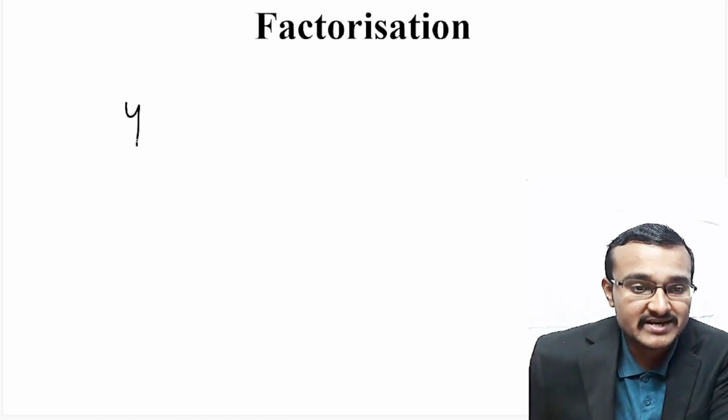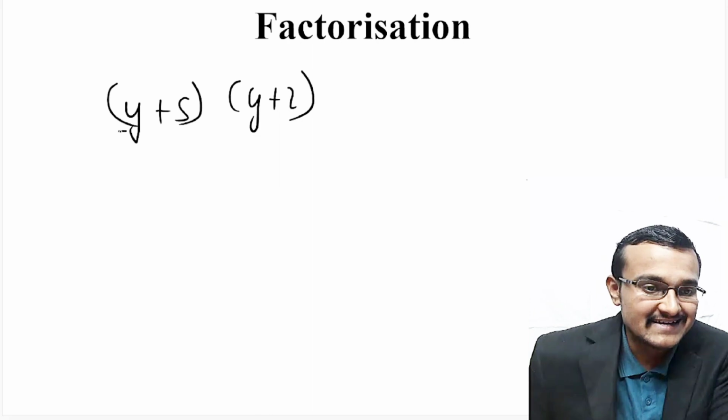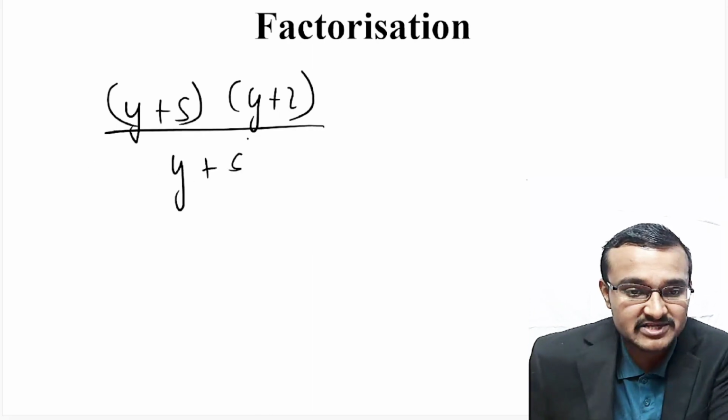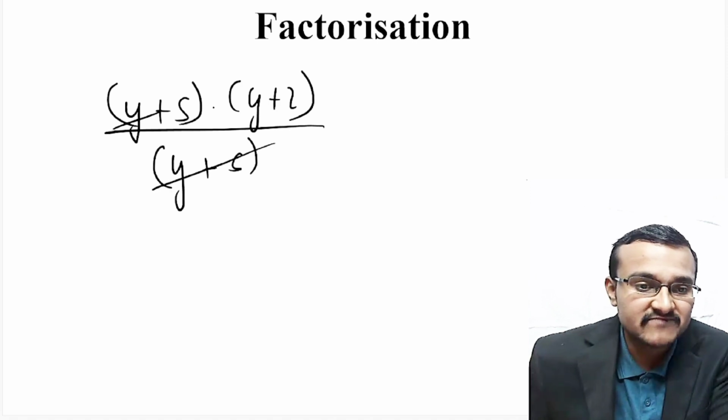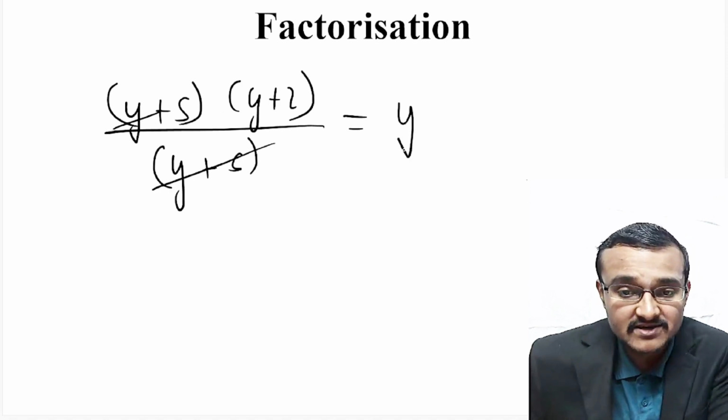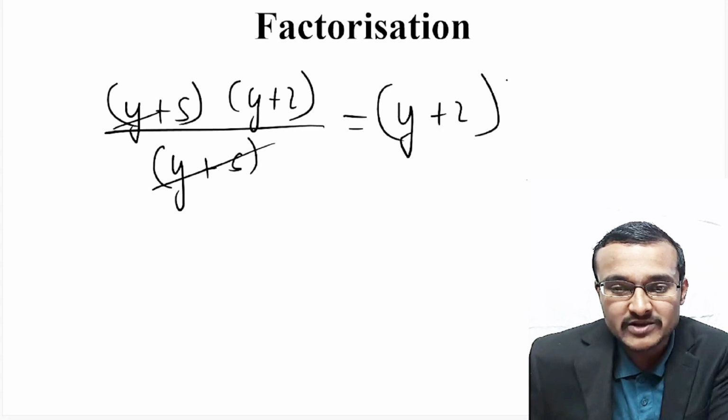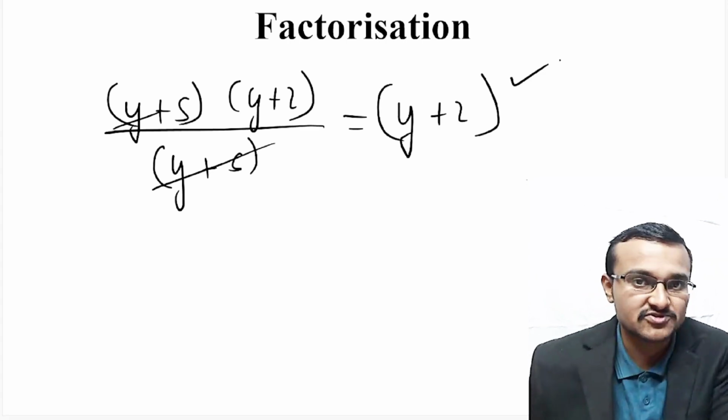So in the numerator you will be having y plus 5 into y plus 2, and in the denominator they have given to divide this particular algebraic expression with y plus 5. Here y plus 5 gets cancelled with each other, so y plus 2 will be remaining. So this y plus 2 is the answer for first question in fifth question.